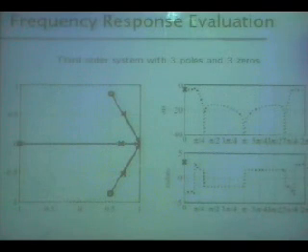Then this is yet another example where you have 3 poles and 3 zeros. Zeros are on the unit circle.